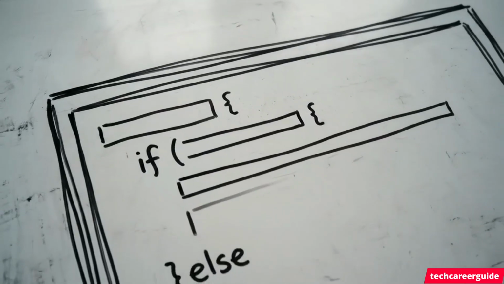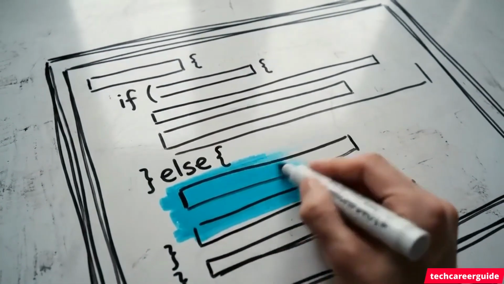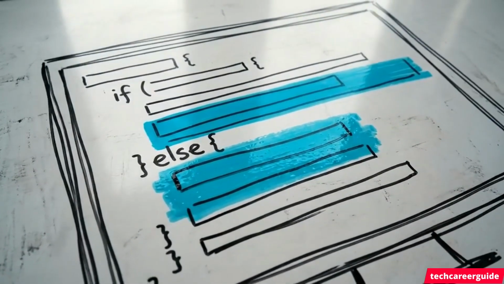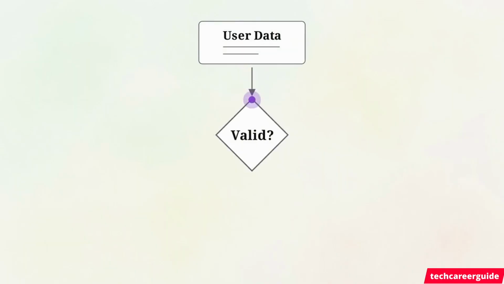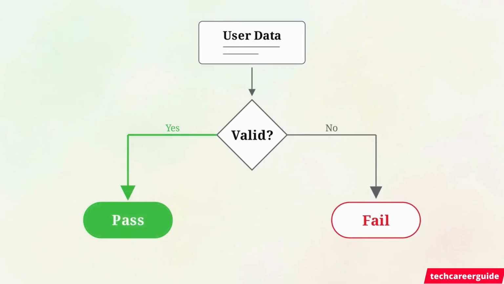How does a program make a choice? To evaluate data and pick a path, Java relies on two essential tools, the if and if-else statements. By the end of this lesson, we are going to build a digital verification checker, a small application that automatically evaluates user data and outputs specific decisions based on what it finds.